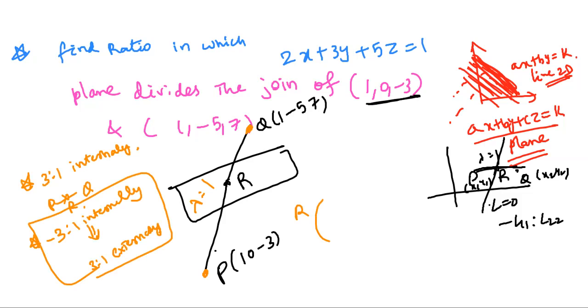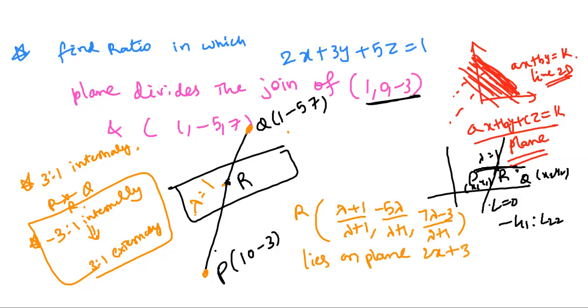Then R by the section formula, you can apply: lambda into this plus 1 into this by lambda plus 1, lambda into this plus 1 into this 0 by lambda plus 1, lambda into this plus 1 into this by lambda plus 1. This is a point R, but since it lies on the plane equation 2x plus 3y plus 5z equal to 1, then only you can say that the plane is dividing the line joining PQ in lambda is to 1 ratio. Only when this point lies in that particular plane. Okay, so if it is parallel, it cannot divide. It is as simple as that.